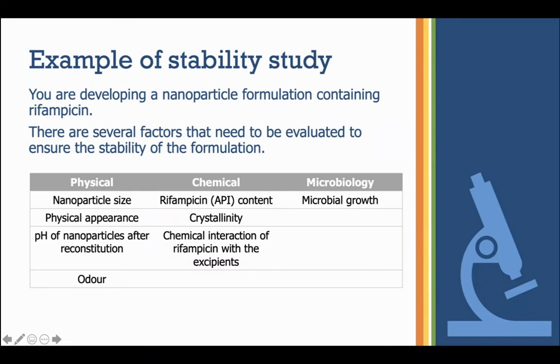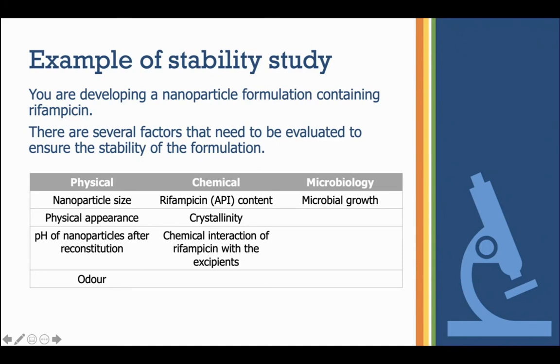Now you are developing a nanoparticle formulation containing rifampicin. So what is rifampicin? Rifampicin is an anti-tuberculosis drug. It is highly unstable. It is sensitive to light. It is sensitive sometimes to moisture. And it is red in color. So since it is sensitive to light, the container and the closure have to be dark color, or we call it amber color. If the container is clear, a clear plastic container, the stability of this rifampicin drug will be greatly compromised.